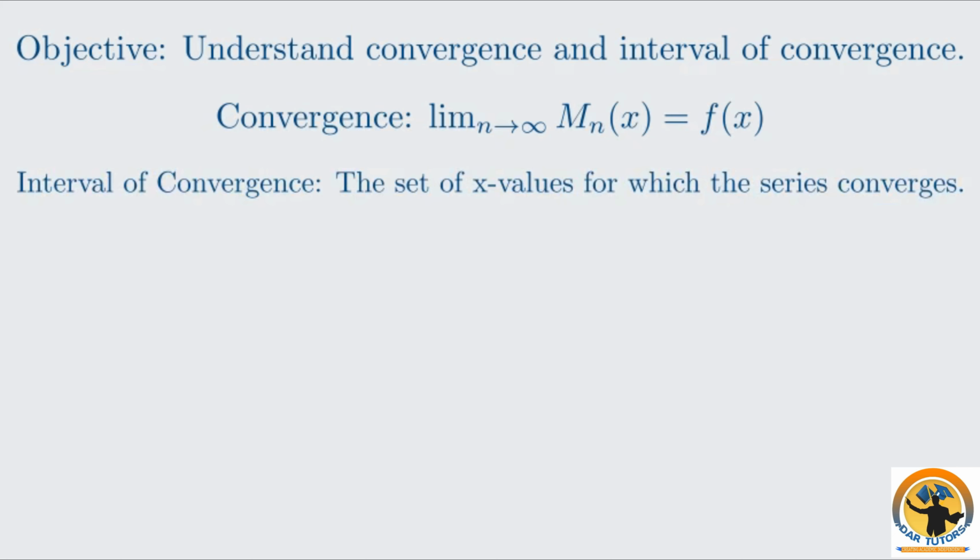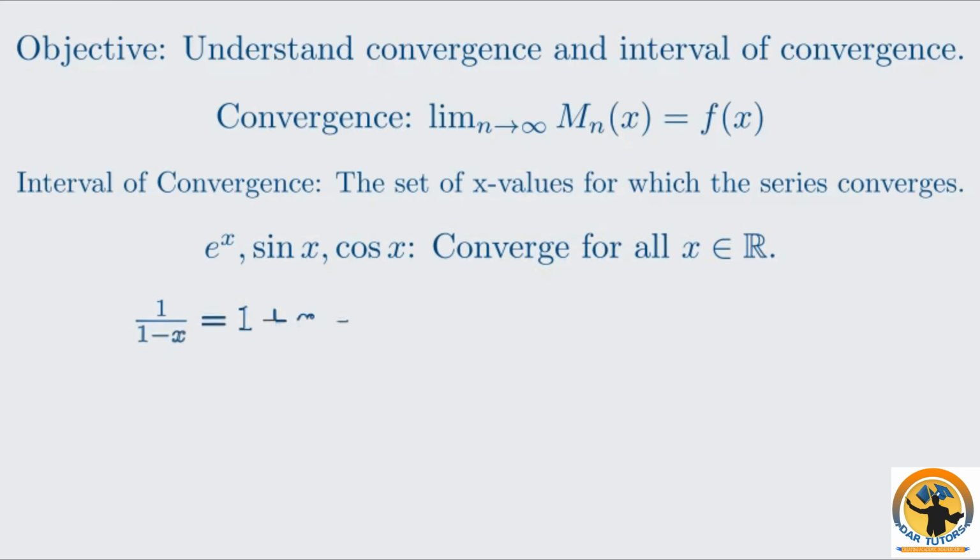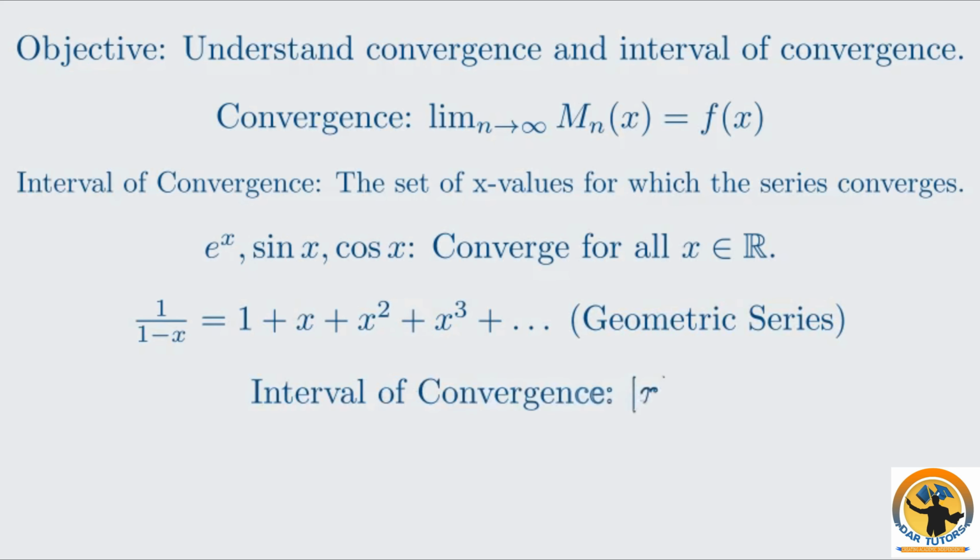Let's look at some examples we've already seen. The Maclaurin series for e to the x, sine x, and cosine x all converge for all real numbers. Their interval of convergence is x is an element of R. However, not all series converge everywhere. Let's consider the series for 1 over 1 minus x. This is a geometric series: 1 plus x plus x squared plus x cubed, and so on. We know from our study of geometric series that this only converges when the absolute value of the common ratio, x, is less than 1. So, the interval of convergence for this series is the open interval from negative 1 to 1.